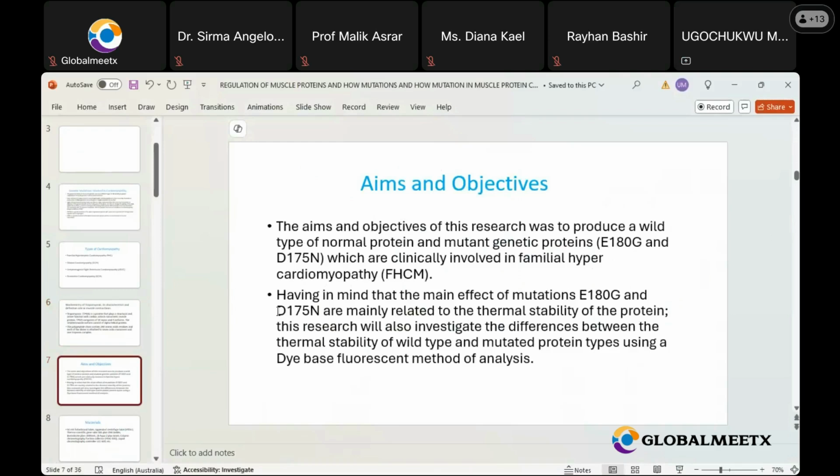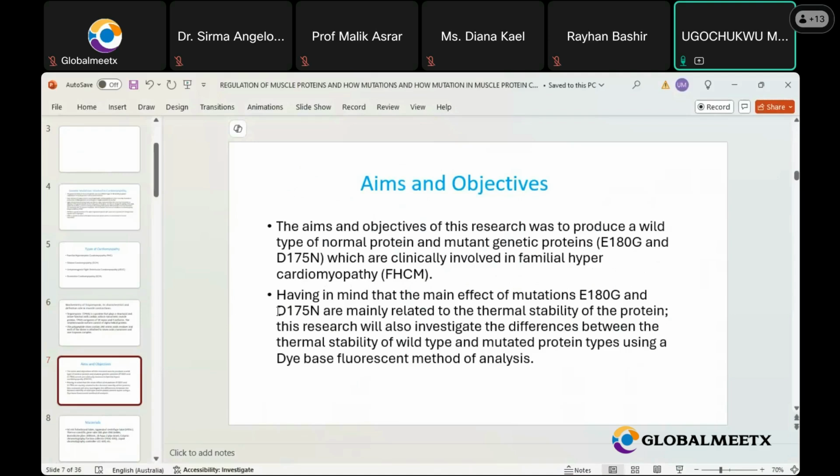The aims and objectives of this research were to produce normal wild-type tropomyosin protein and mutated genetic proteins, which I have mentioned. There are two mutated proteins, E180G and D175N, which are clinically involved in familial hypertrophic cardiomyopathy.